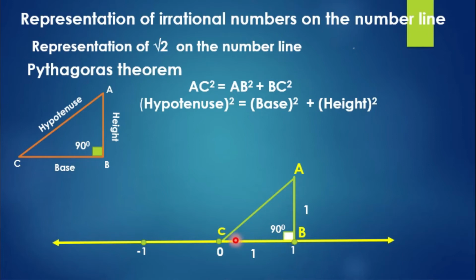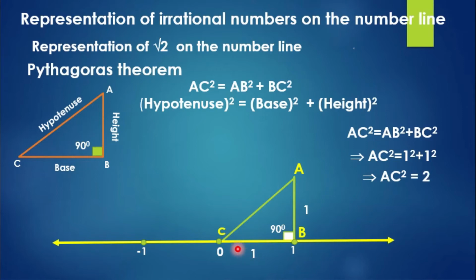Now length of the hypotenuse, that is AC, can be found by applying the Pythagoras theorem to the triangle ABC. AC square is equal to AB square plus BC square implies AC square is equal to 1 square plus 1 square implies AC square is equal to 2. Therefore, AC is equal to square root of 2.